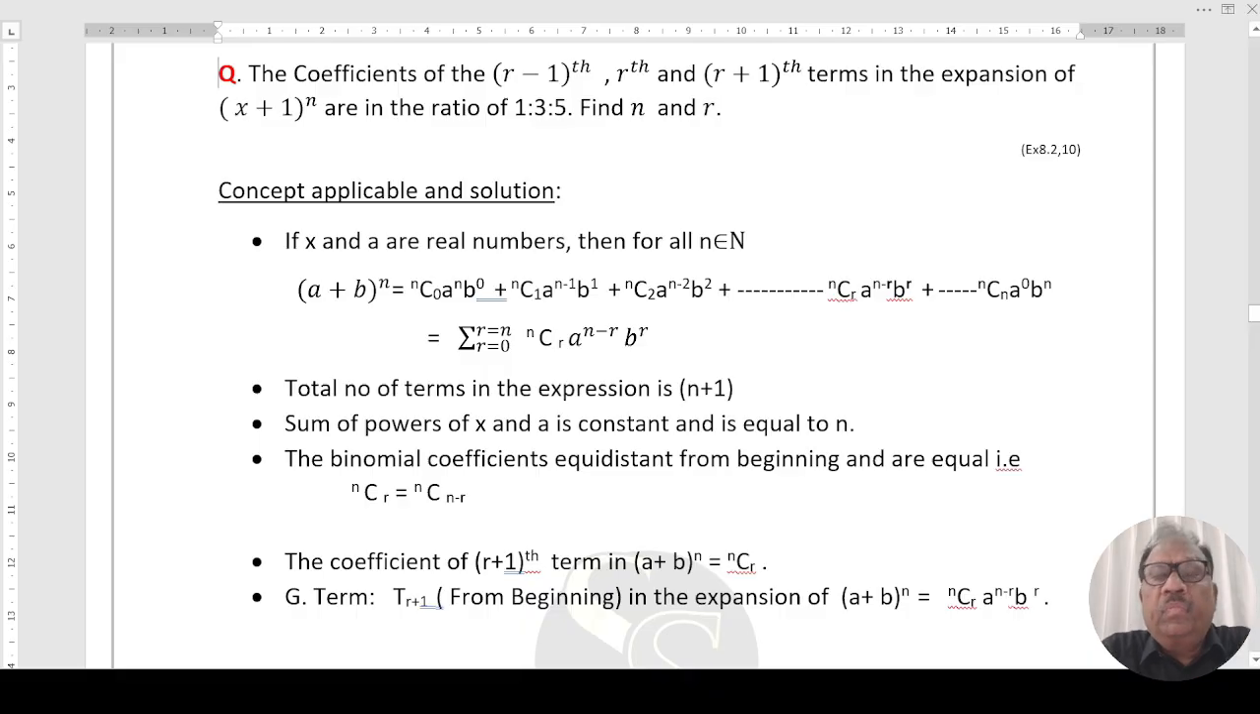Question is the coefficients of (r minus 1)th term, rth term and (r plus 1)th term in the expansion of (x plus 1) की power n are in the ratio 1:3:5. You have to find the value of n and r. Question is taken from NCERT exercise 8.2.